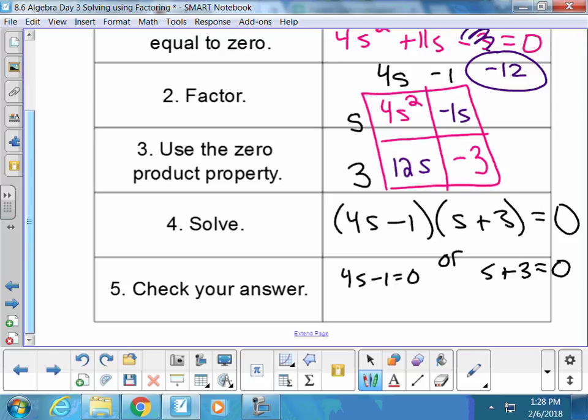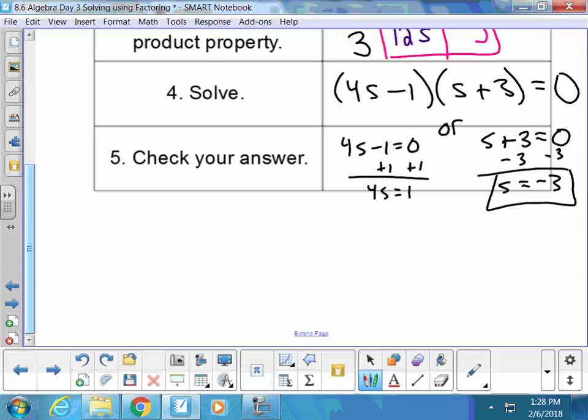I'll solve this one first. It's really easy. We just subtract 3 on both sides. Get s equals -3. And then over here, add 1 to both sides. And divide both sides by 4. So I think positive 1/4 or 0.25 if you like decimals. Put an or between.